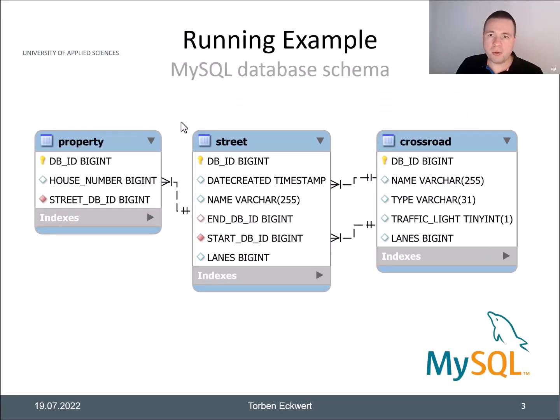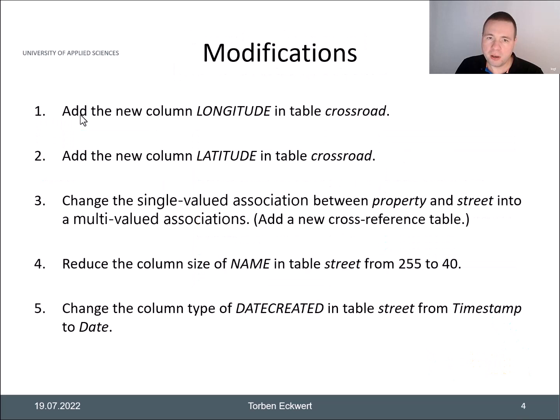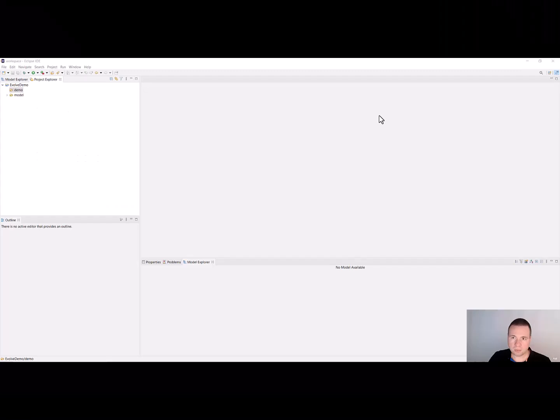As a running example, we will use a small database schema consisting of 3 tables, and on this schema we would like to make the following 5 modifications. We will add 2 new columns, we will change a single valued association into a multi-valued association, reduce the size of a column, and at last we're going to change the type of a column from timestamp to date.